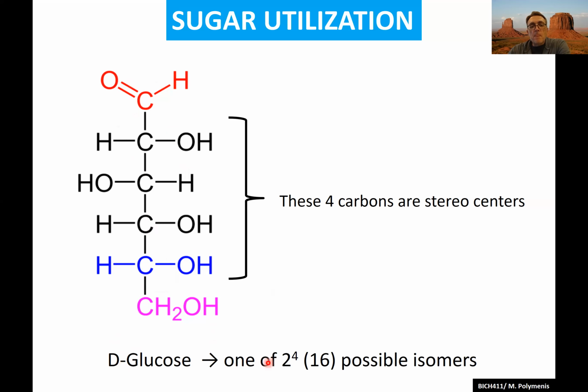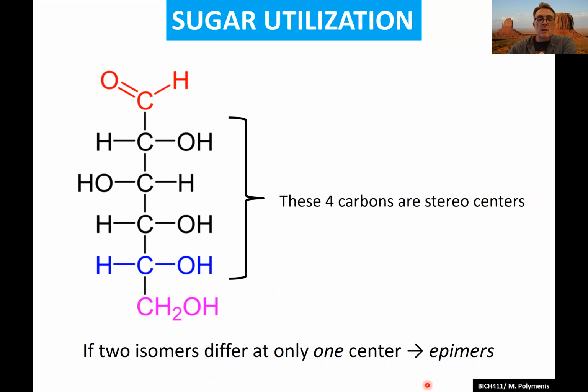Now, that's one. So now for every D you have an L, depending on where that guy is. And in total, you have 2 to the 4th, so 16 possible isomers. This is the number of possibilities from the exact same number of atoms on this molecule. You get 16 possible isomers.